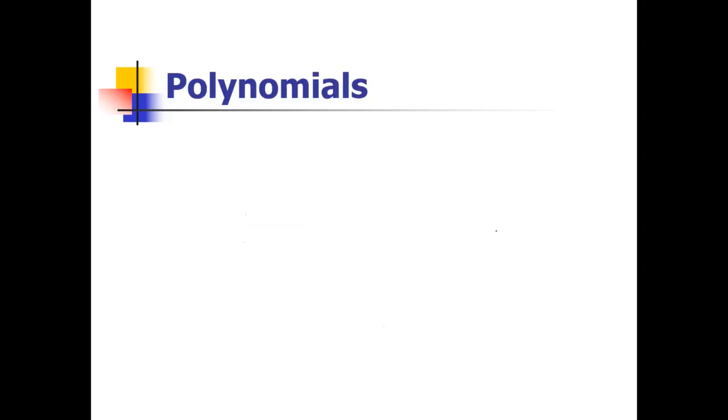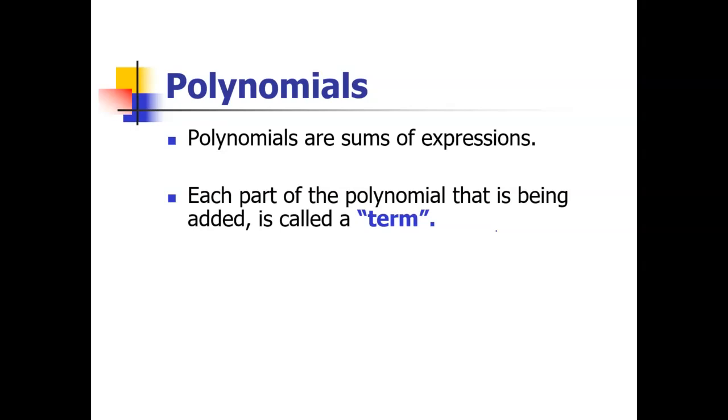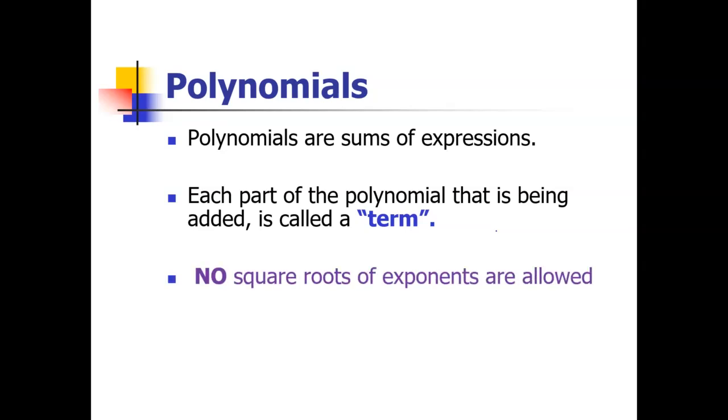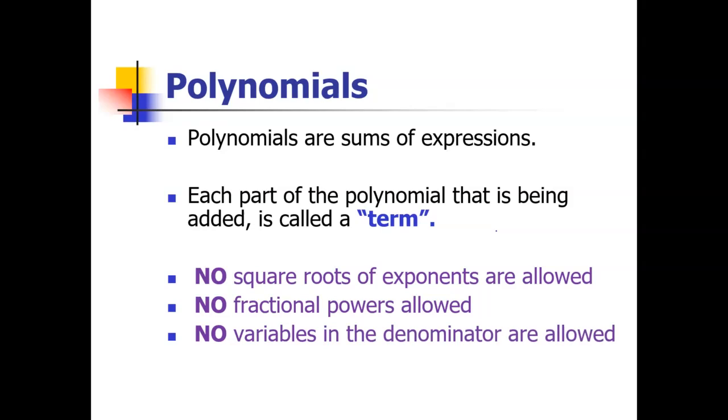Let's go over the definition of a polynomial. Polynomials are sums of expressions. Each part of the polynomial that is being added is called a term. We do not allow a square root of exponents for polynomials. We do not allow any fractional powers for polynomials. We also do not allow a variable in the denominator for polynomials.